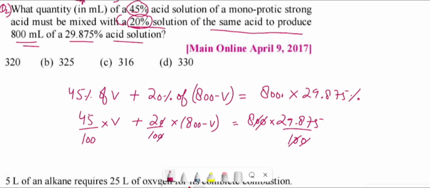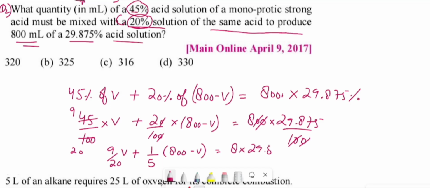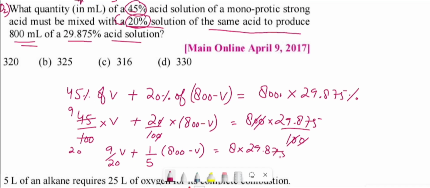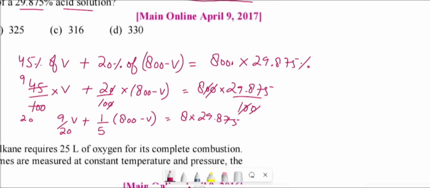What will happen after this? 45 by 100: if you divide by 5, 9s are 45 and 5 20s are 100, so it will be 9 by 20 V plus 20 by 100, that means 1 by 5, into 800 minus V is equal to 8 into 29.875. Moving on further, you can easily solve this question and get the value of V right here.